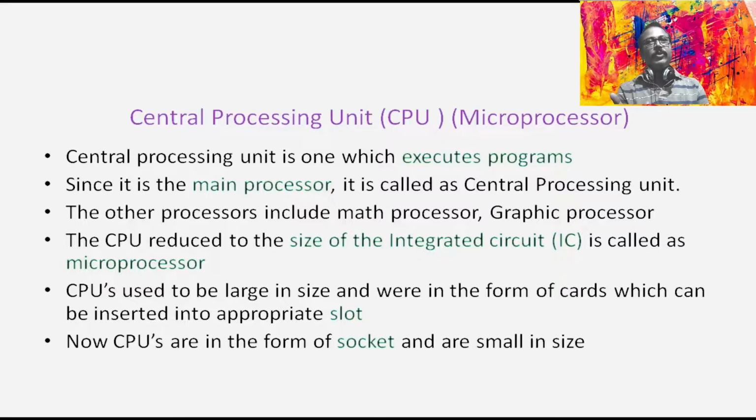Apart from the CPU, there will be other processors, particularly math processor, and then graphics processor. Nowadays, the importance of graphics processor is increasing because of gaming, and then movies, and then the virtual reality field. Because of it, the importance of graphics processor is increasing. So you will be purchasing a computer along with the graphics processor.